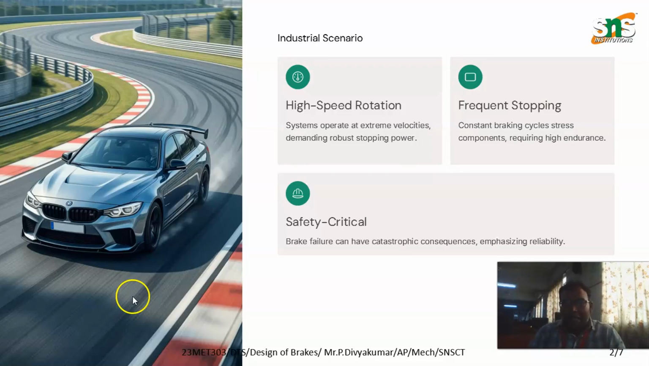A brake is a mechanical device which is used to slow down or stop the motion of a moving machine or vehicle by converting kinetic energy into heat energy through friction. Brakes are one of the most important safety components in automobiles, industrial machines, elevators, cranes and railway systems.